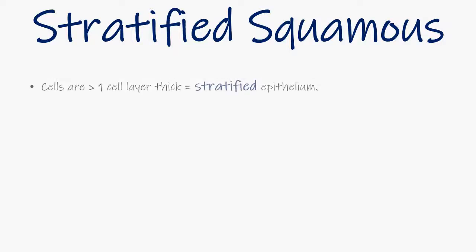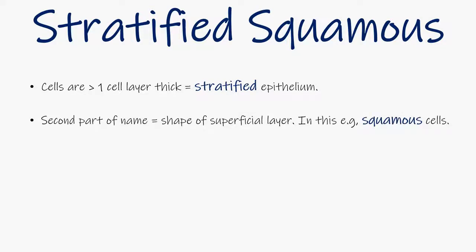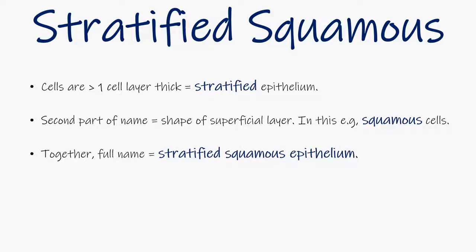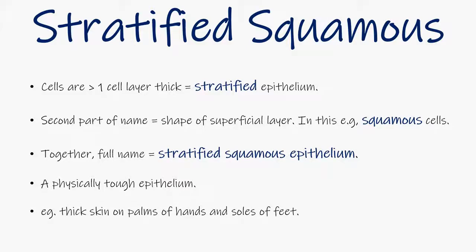Again, it's called stratified because it consists of more than one layer of cells. It's called squamous because the most superficial cells are flattened, and so together it's called stratified squamous epithelium. This is quite a physically tough epithelium, and so it is located in parts of the body that require protection against such things as abrasion or desiccation. Really nice examples of this type of epithelium are found on the palms of the hands and the soles of the feet.